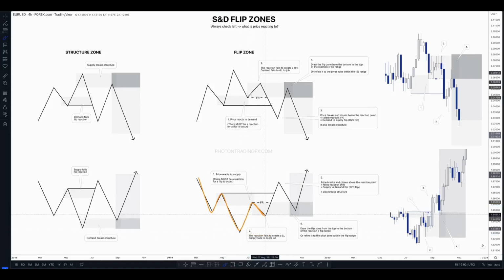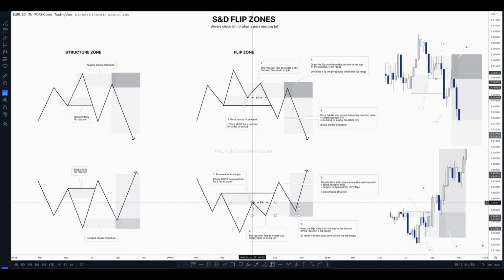It fails to form a lower low, and then price breaks up and closes above the top of the reaction line. Once that happens, you now have a confirmed failed reaction, right? The reaction has failed to do its job. It's failed to make a lower low. So at this moment, you have a flip. And again, that's where you can draw your flip on, right?